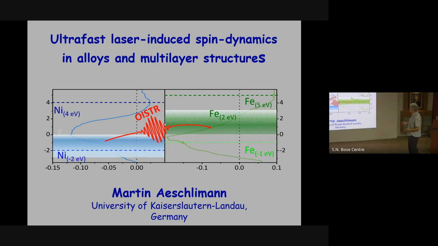So, as you have heard, I will talk about the magnetism fraction of my group, and I will talk about the new effects of these ultrafast laser-induced spin dynamics in alloys and multilayer structures, which can happen due to an electron charge transfer from one system to the other.